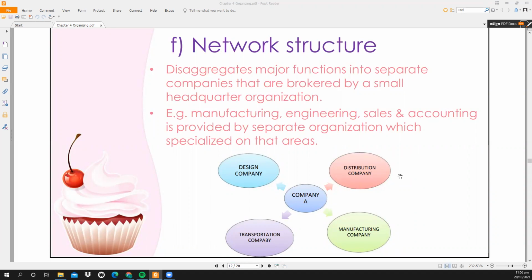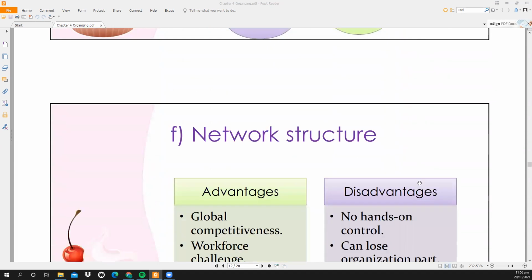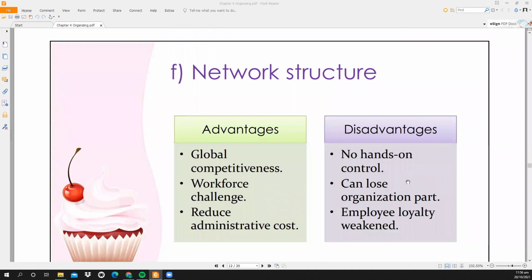So yung company A, ayan, meron silang other company for design, meron silang other company for the distribution, may other company sila for transportation, may other company sila for manufacturing. So sobrang laki, no? So ang advantage nito, no, global competitiveness, workforce challenge, reduce administrative costs. Disadvantages, no hands-on control. Okay, can lose organization part, employee loyalty weakened.